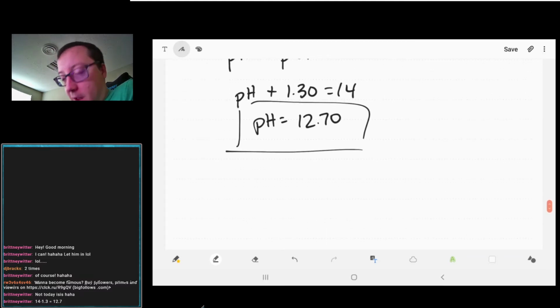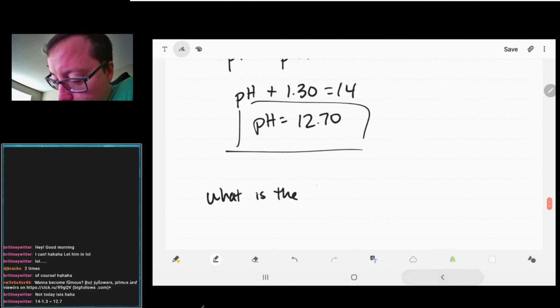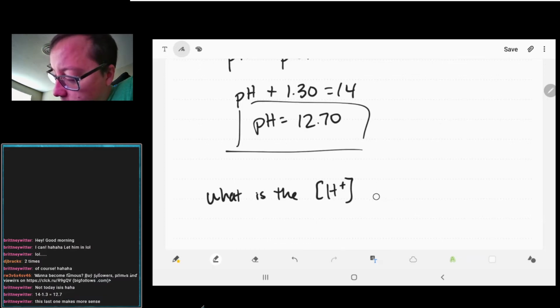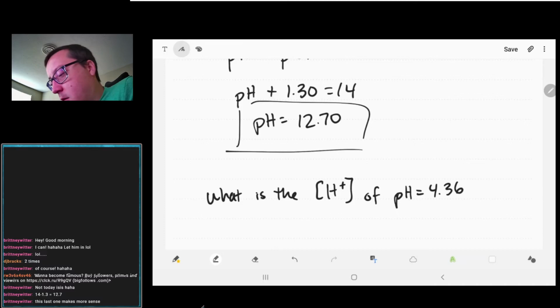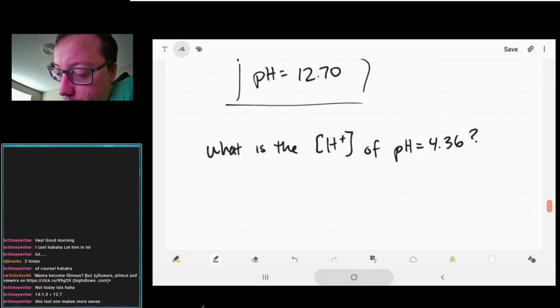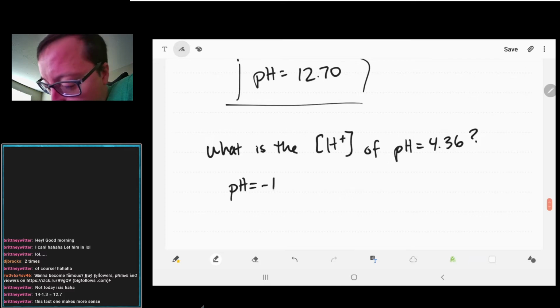If we want to go backwards from pH, by the way, why I'm writing concentration of, we can do that. I think it makes a little bit more sense. It's easier to do also. We don't have to worry about these crazy exponents. So, pH is negative log of H plus.